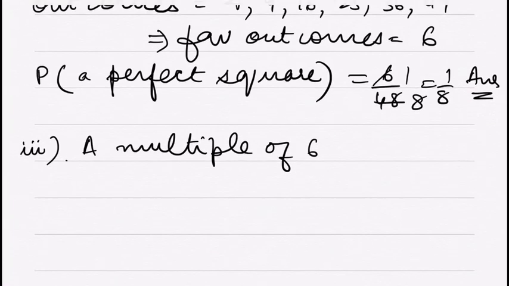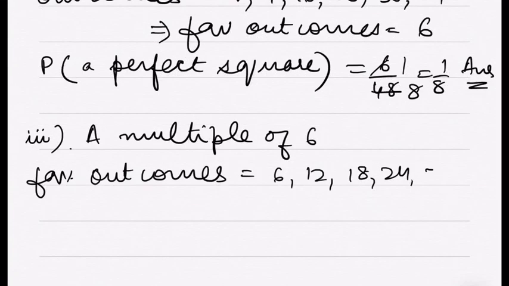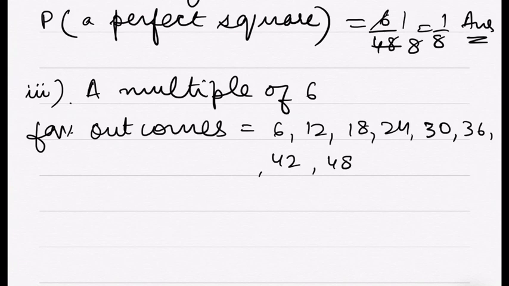The third part says a multiple of 6. So let's see, first it will start. My favorable outcomes will be 6, 12, 18, 24, 30, 36, 42, 48, right? Then 50 won't be there. So all these are my favorable outcomes which are multiples of 6. So how many? 8, right? So the number of favorable outcomes is 8.